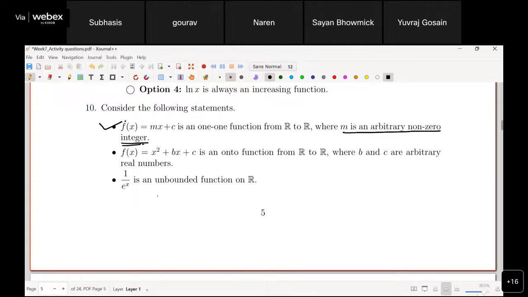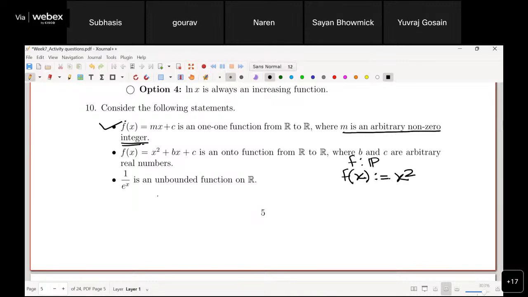Yes, sir. But sir, it is an onto function. According to my point, it is right. I think it might be right. Second option, why? Sir, a quadratic is an onto function. Why? Quadratic is an onto function only for the positives. This is a quadratic function, right?